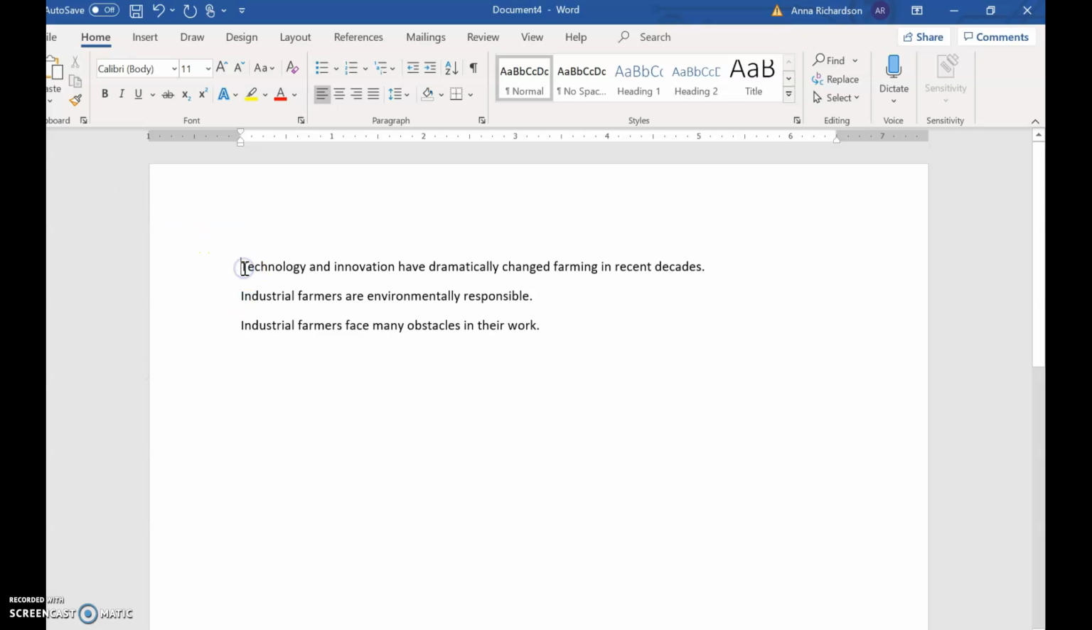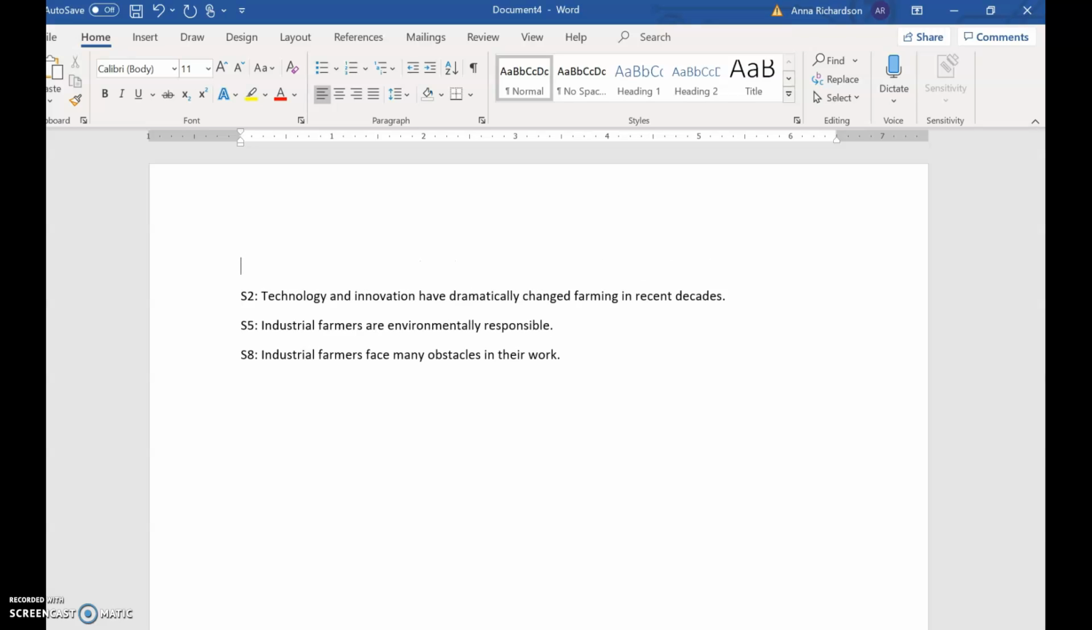So now that I have my 3 big ideas, I already know in my head that these are going to end up being sentence 2, sentence 5, and sentence 8, okay? Now, that doesn't mean I'm not going to add to them, but those are going to be my big ideas for sentences 2, 5, and 8. All right, so before I get there, I'm going to go ahead and come up here and start with sentence 1.